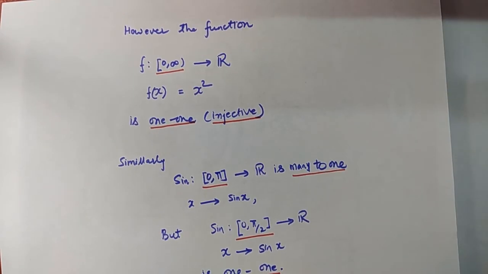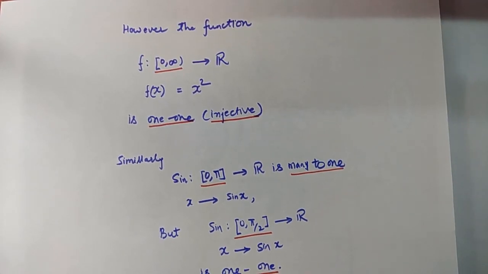However, the function f from the semi-closed interval 0, infinity to R such that f of x is equal to x square is a one-to-one or injective function. This is because our domain is now restricted to the set of all non-negative numbers as opposed to all real numbers as in the previous case. For example, if we consider the number 4, there is exactly one number which is 2 whose square is equal to 4. The other number, -2, does not lie in our domain.